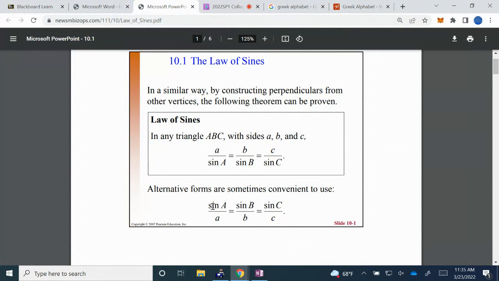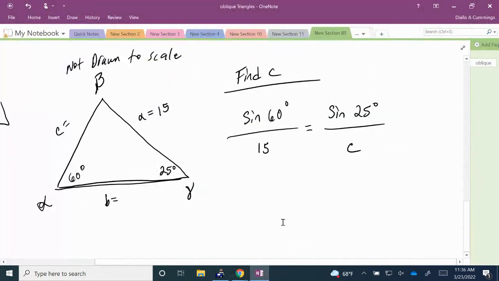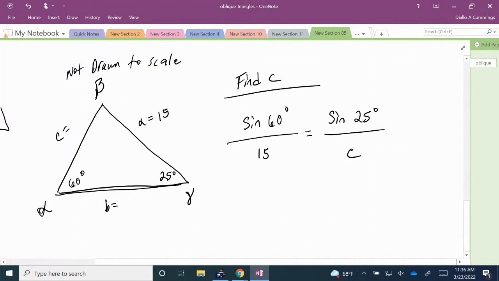All right, so looking at the setup, you can take the sine of angle A, divided by side length A. Keep in mind that side length A is opposite angle A. And we can set that equal to another angle divided by the side opposite that angle. So we have the sine of 60 degrees divided by 15, because the 15 side length is opposite angle 60. And we can also set up the sine of 25 degrees divided by C.